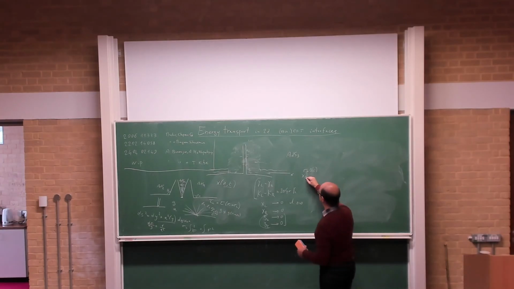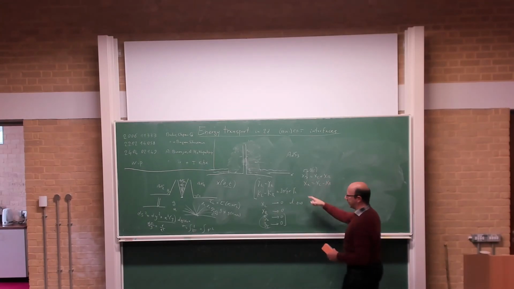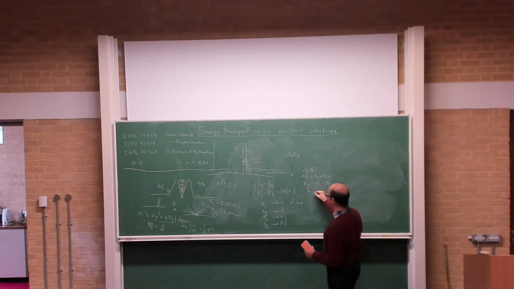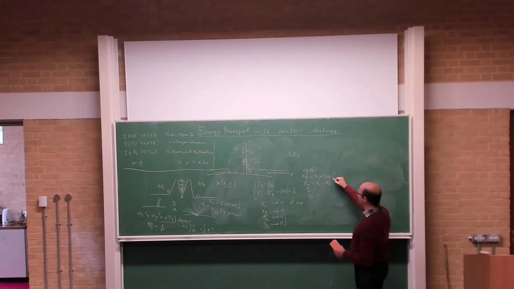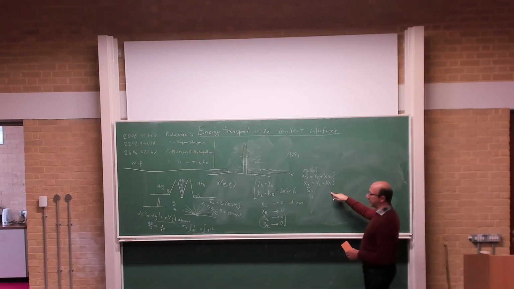There are two modes, the symmetric and the antisymmetric one. And then the same reparametrization modes. So we still impose the Dirichlet boundary condition for these two, but not for the other two.